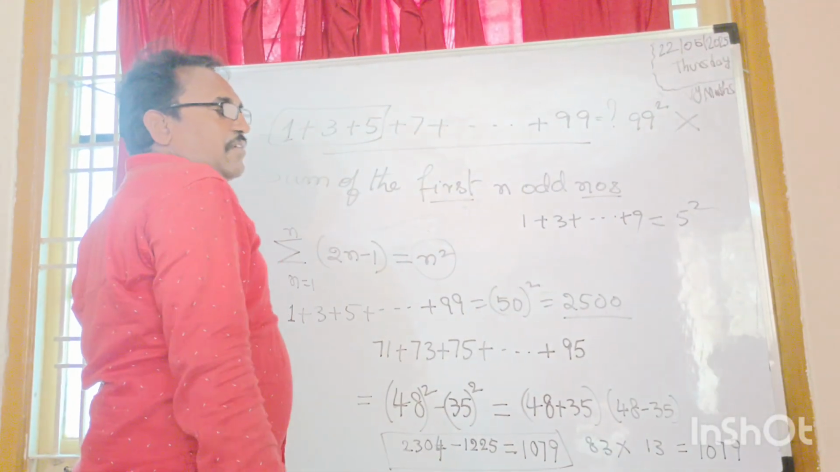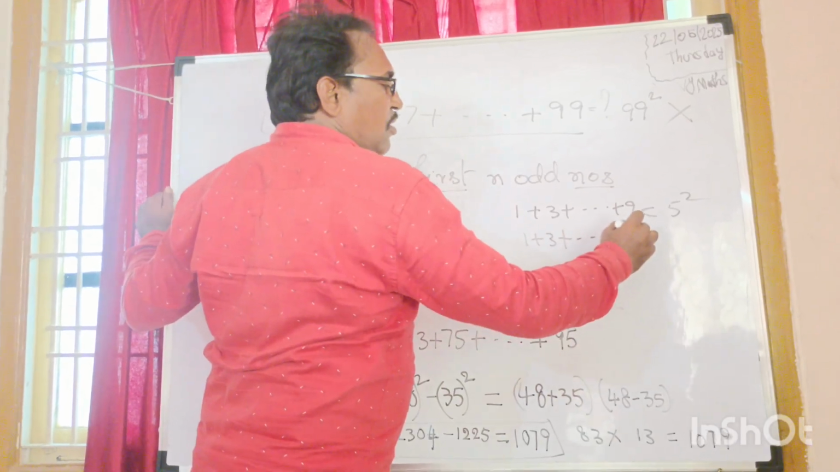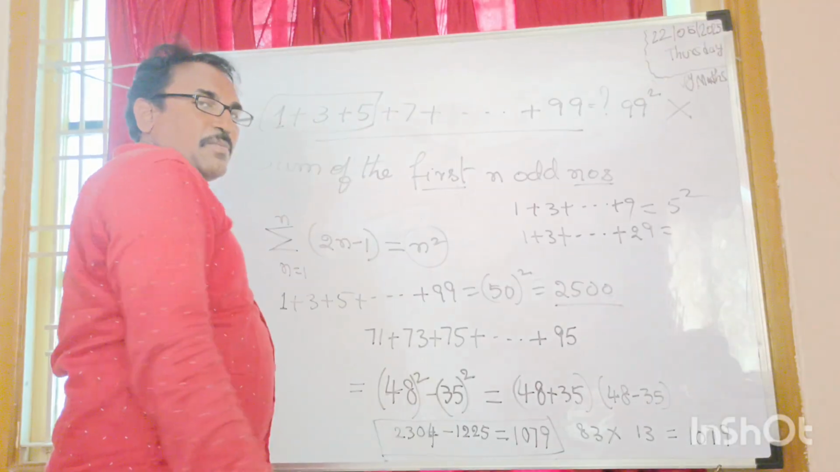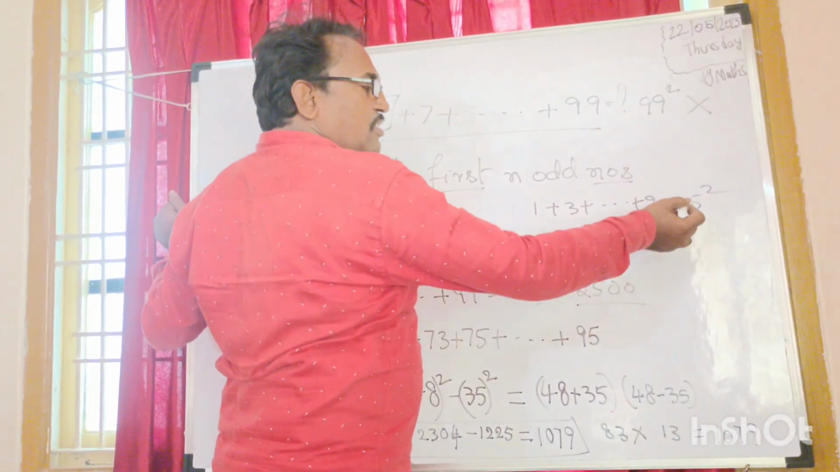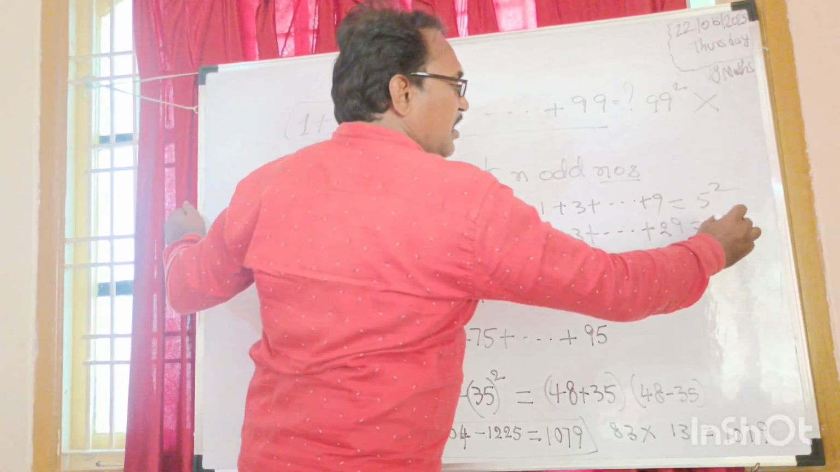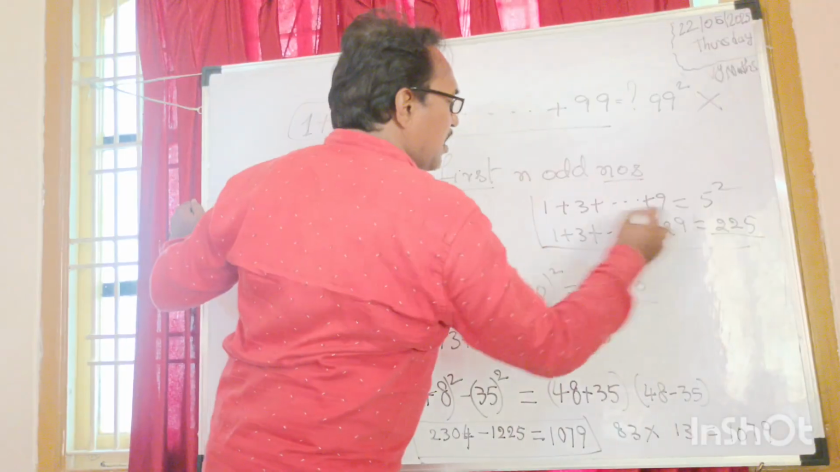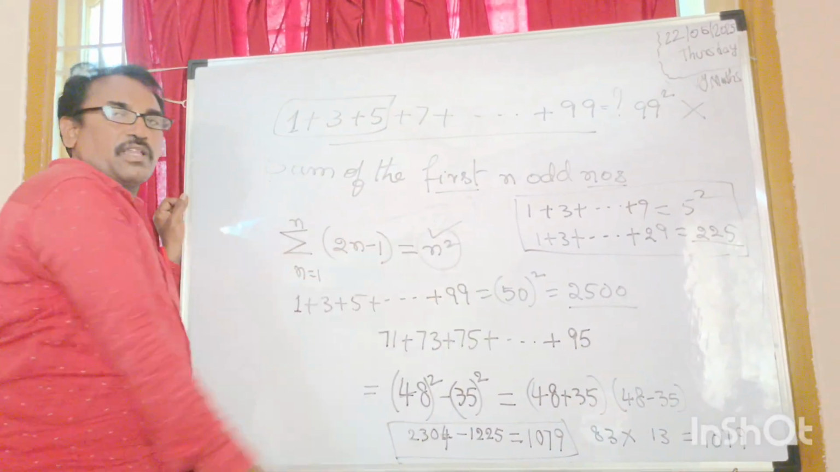Suppose 1 plus 3 plus and so on up to 29. Up to 29, how many odd numbers are there? 15 odd numbers. How do you know 15? 29 plus 1 by 2, so 30 by 2, so 15. So 15 square. 15 square is 225. Like that we can find the sum of the odd numbers in an easy way using the formula n square.